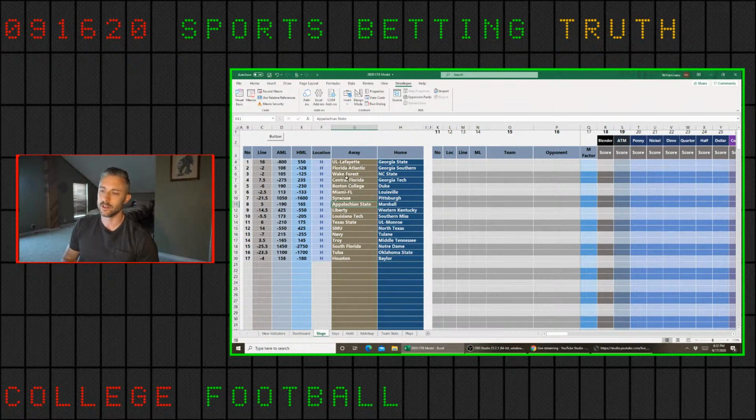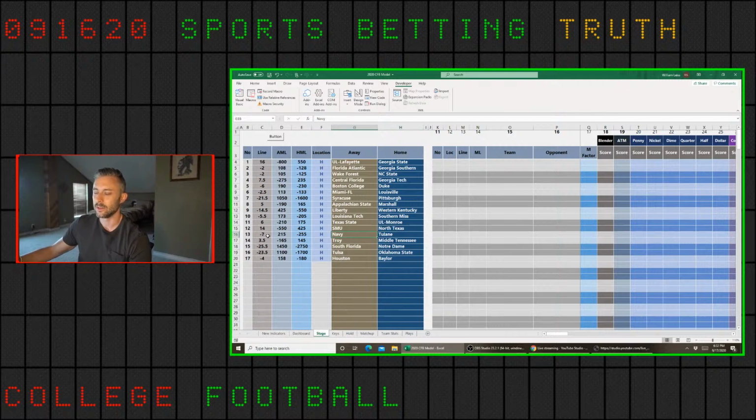So I guess just looking at these lines before I run the model, I think UL Lafayette is laying too many points. I think it should be about 14. I think that Liberty is not getting enough respect. I don't know why Western's getting so much respect. Same with North Texas. I think that line should be about 9, and it's 14.